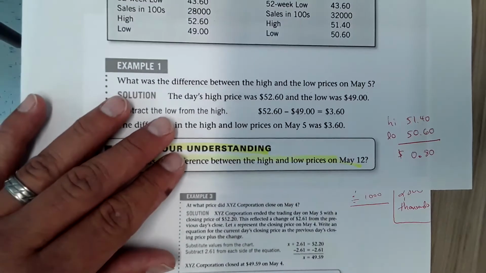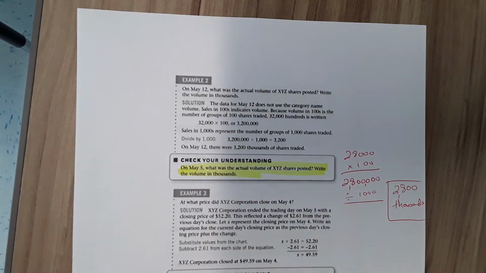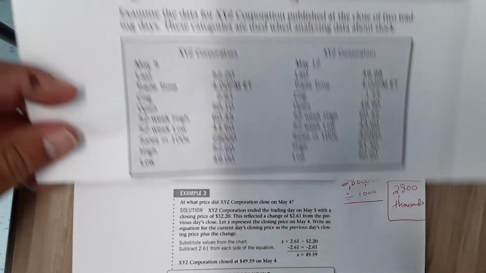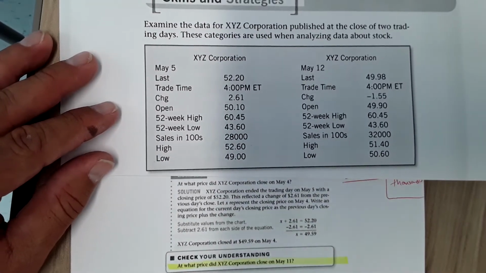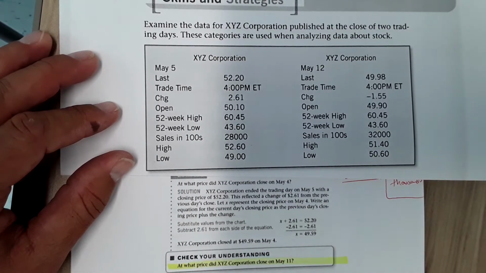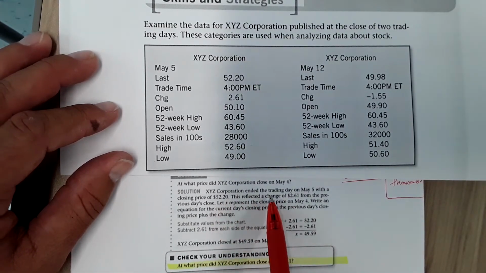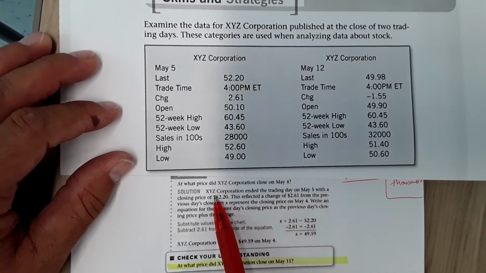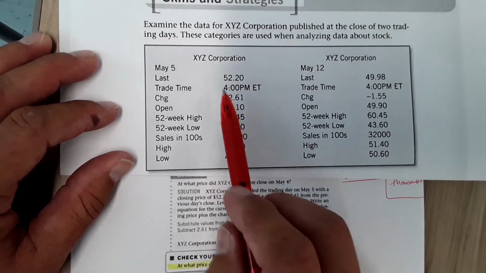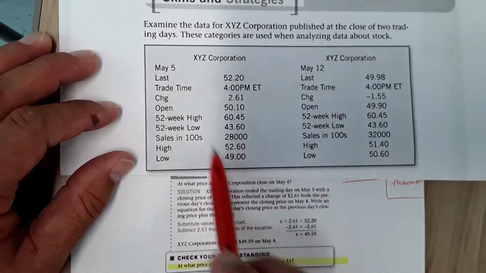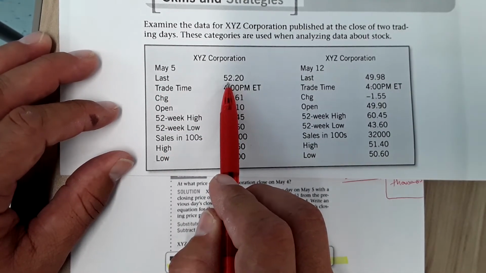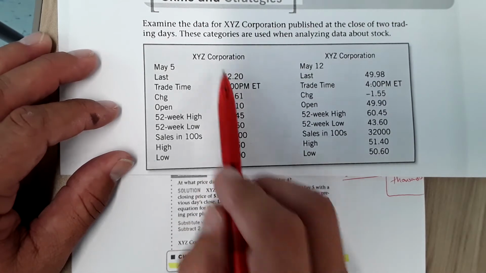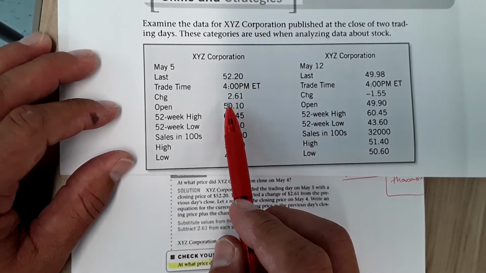At what price? Hang on a second. At what price did XYZ Corporation close on May 4th? XYZ Corporation ended the trading day on May 5th with a closing price of $52.20. So in this table, this was the last trade for this day. This was the last price that a share of that company was either bought or sold.